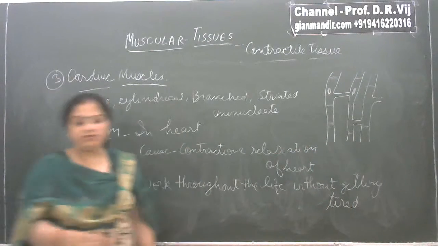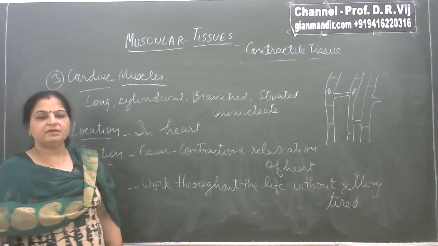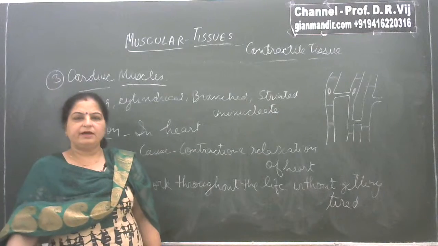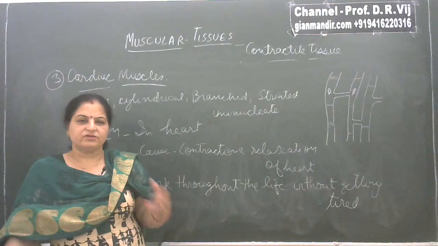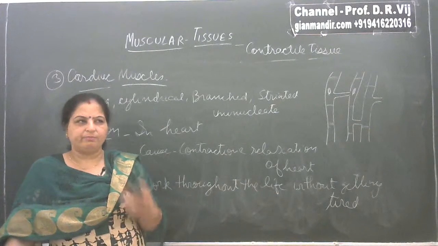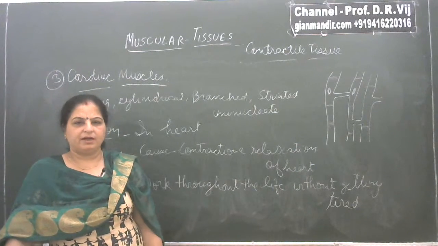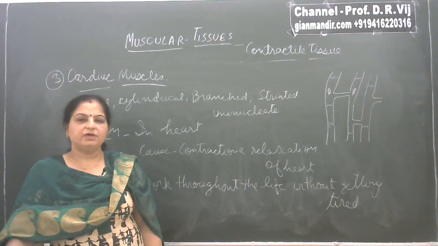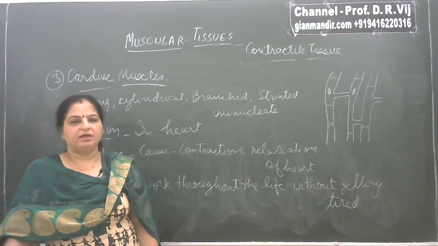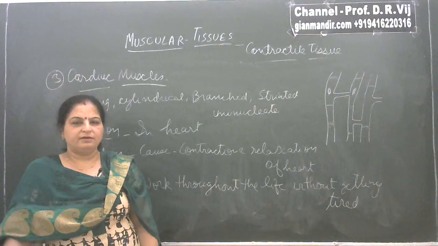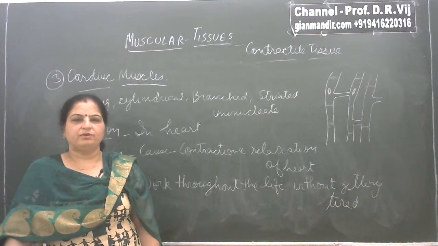So that is all about the cardiac muscles. Cardiac muscles are responsible for continuous contraction and relaxation, that is the pumping process of the heart, and that pumping process is controlled by the cardiac muscles. They keep on working throughout the life without getting tired or without getting fatigued. So that is another type of tissues found in animals.